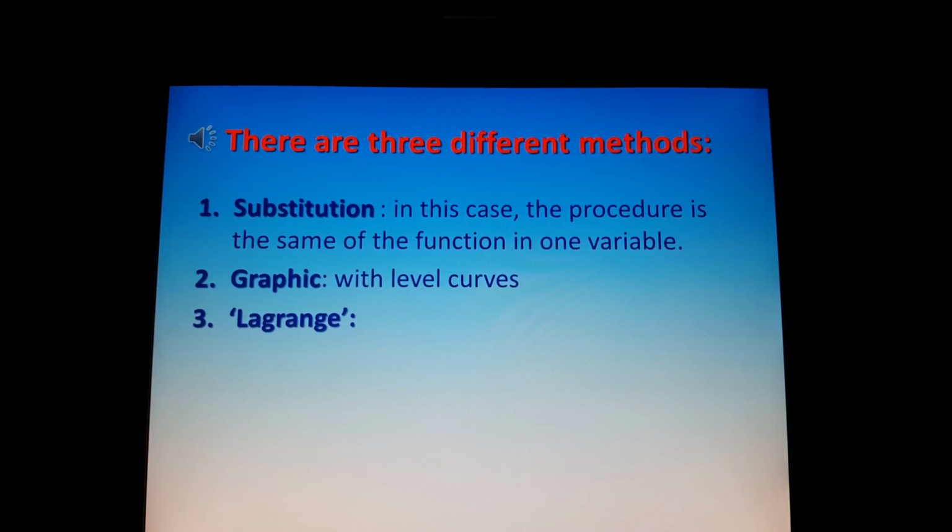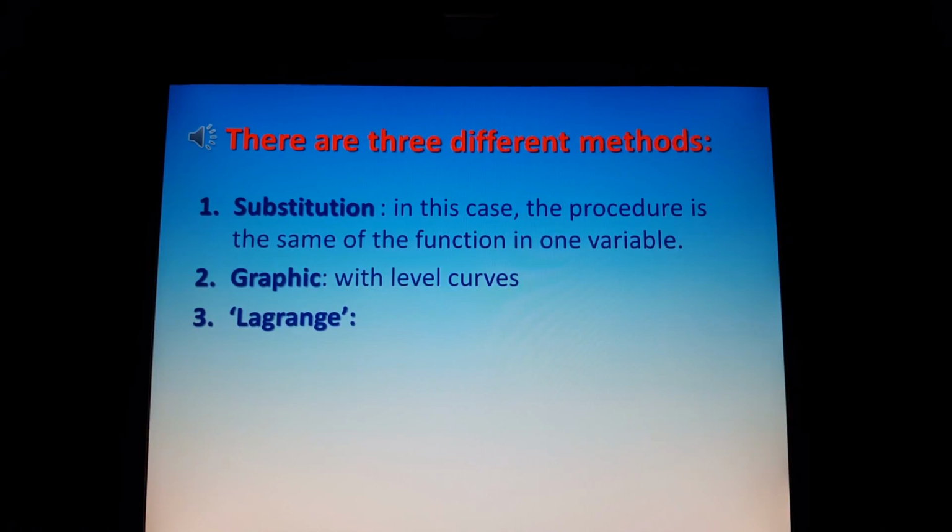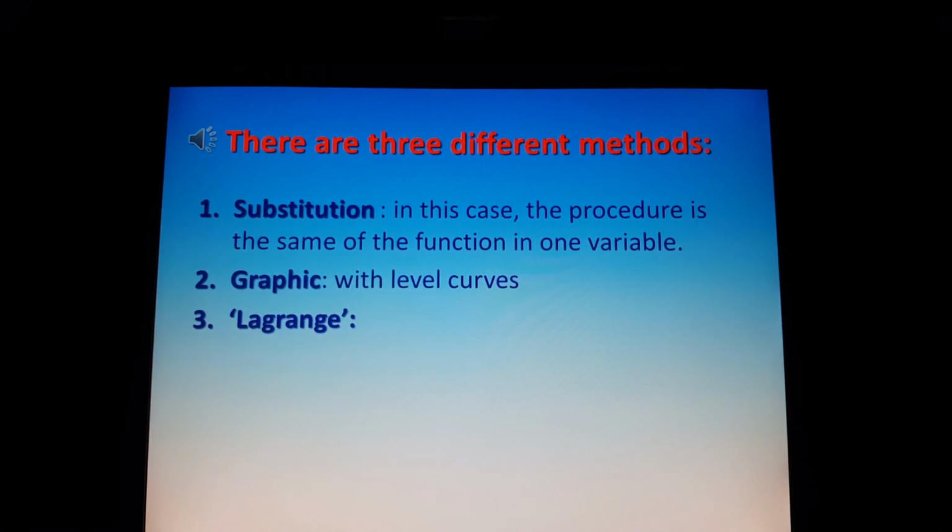There are three different methods. The first, substitution. In this case, the procedure is the same as for a function in one variable. The second, graphic, with level curves, and the third, Lagrange.